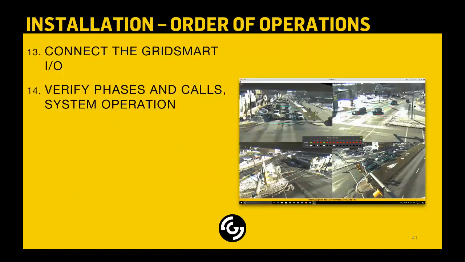Once you're published, on the first publish, the unit will restart and come up into a learning mode. Once it's rebooted and everything is operational, you can go ahead and connect your I/O. If you're using a TS1, you'll connect the two DB25 connectors to the front. If you're TS2 or ITS, then you'll connect those cables to the IO module on the front of the GS2. And then you can verify your phases and calls using the phases and calls window in the GRIDSMART client.